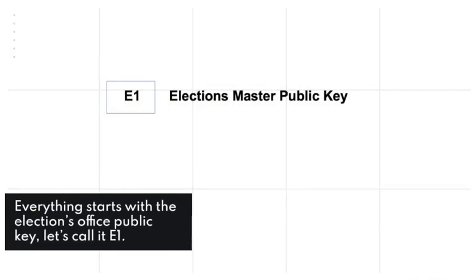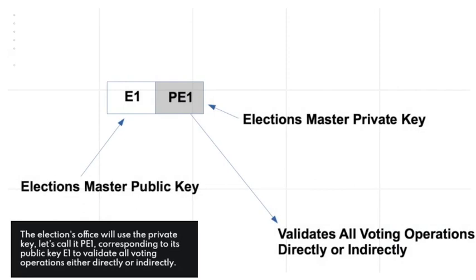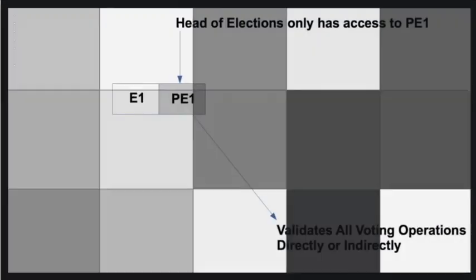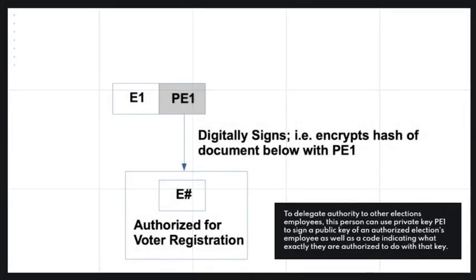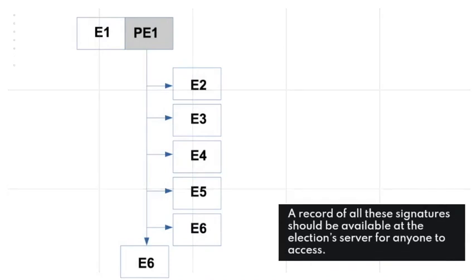Everything starts with the Elections Office public key, let's call it E1. The Elections Office will use the private key, let's call it PE1, corresponding to its public key E1 to validate all voting operations either directly or indirectly. The private key PE1 should only be held by one person, like the person in charge of elections. To delegate authority to other elections employees, this person can use private key PE1 to sign a public key of an authorized elections employee as well as a code indicating what exactly they are authorized to do with that key. A record of all these signatures should be available at the elections server for anyone to access.